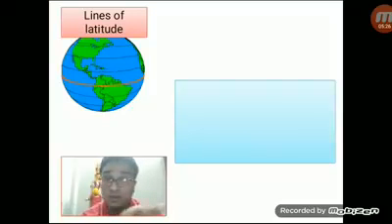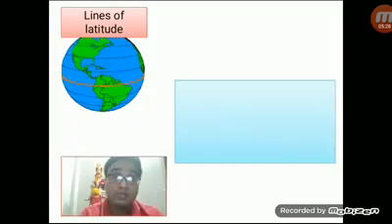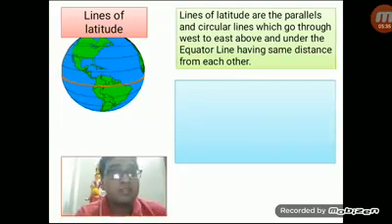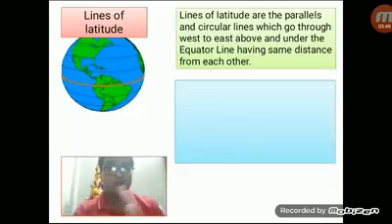So let's have a look at the definition of lines of latitude. Lines of latitude are the parallel and circular lines which go from west to east, above and under the equator line, having the same distance from each other. Now I am going to describe the ins and outs of the lines of latitude.